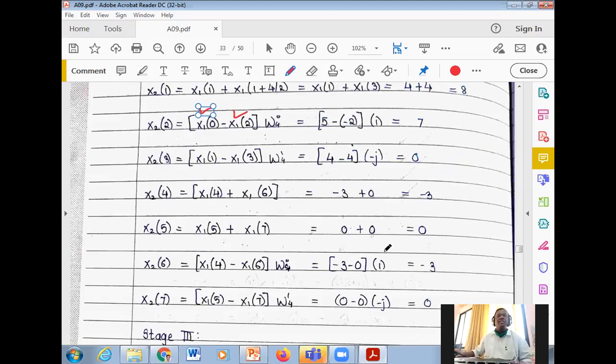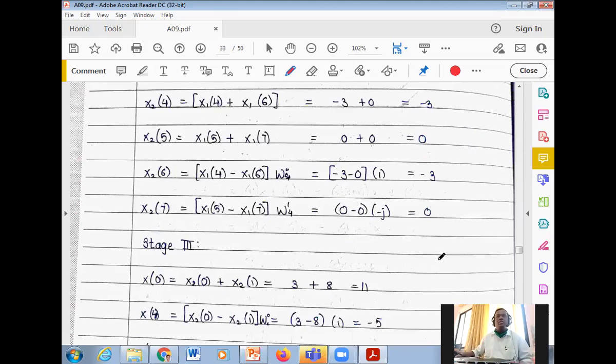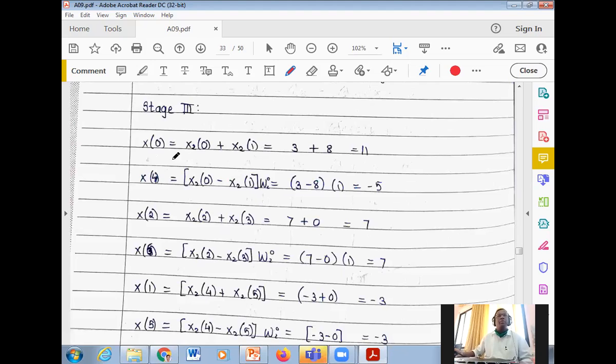So likewise, we are performing for all the values up to 7. Then at the end, we are performing the stage 3 computation with the input of stage 2. So x of 0 equals x2 of 0 plus x2 of 1, which is equal to 11 again. So this is the final output we are having in bit reversal form. So you have to remember that very carefully.